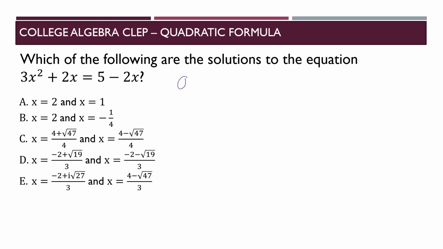Standard form is ax squared plus bx plus c equals 0. So basically everything to the left side. So I subtract 5, add 2x to both sides. I'll end up with 3x squared plus 4x minus 5.